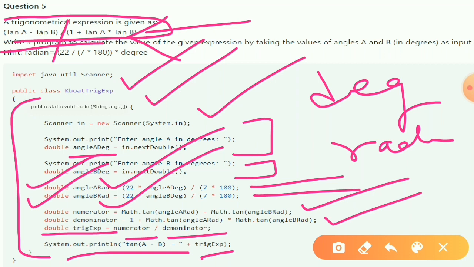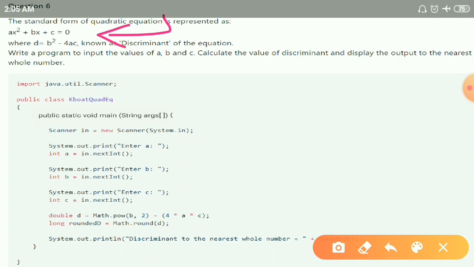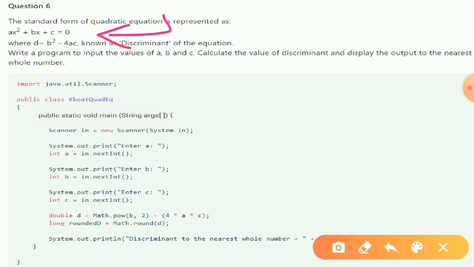Okay, now see the next question. Question number 6, that is the last question of this chapter. The standard form of quadratic equation is represented by this, where d equals b square minus 4ac, known as the discriminant of the equation. You have to write a program to input the values of a, b, c. So basically three inputs we are going to take over here. Calculate the value of the discriminant and display the output to the nearest whole number. You have to calculate the value of d, and then afterwards you have to display the output in the nearest whole number. It means you have to round off the final value.